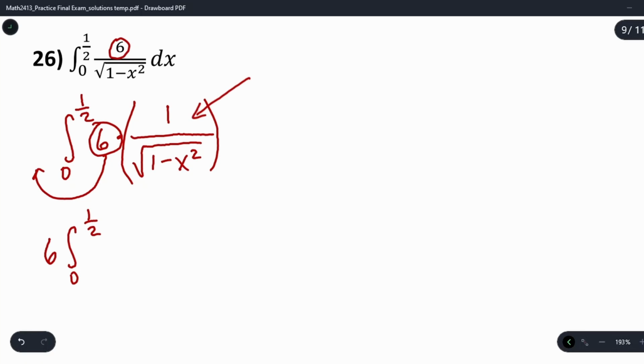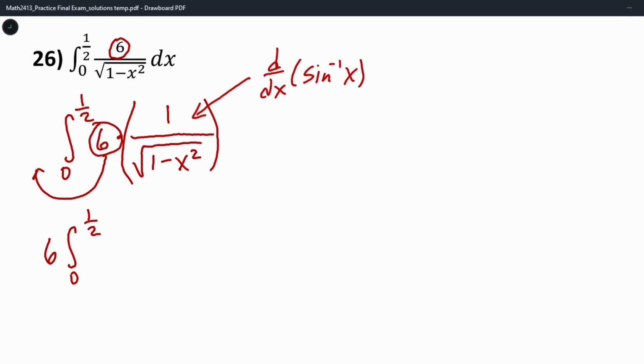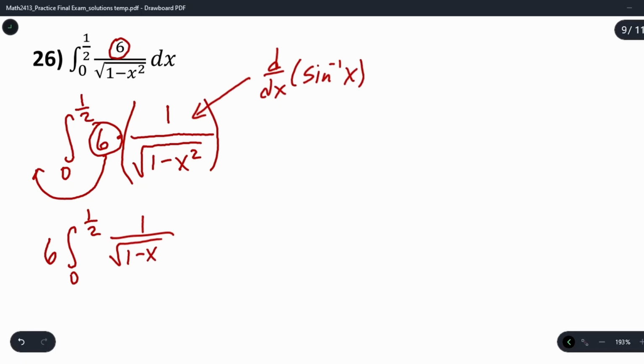And then this you should recognize as one of our derivatives. It is the derivative of inverse sine of x. And so what I can do, doing the antiderivative, would give me the inverse sine of x. So let's rewrite like this. This is 1 over square root of 1 minus x squared with respect to x.